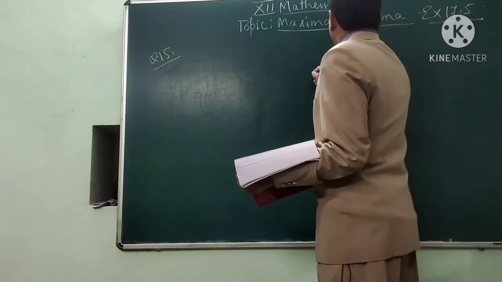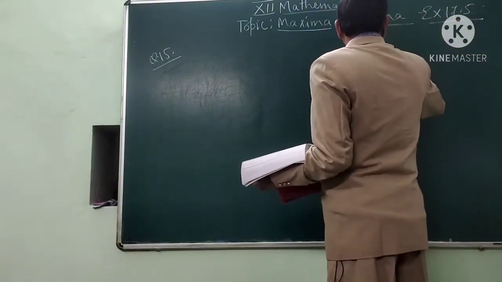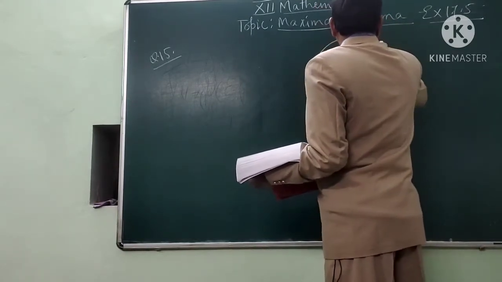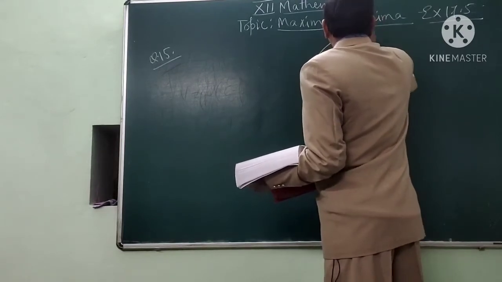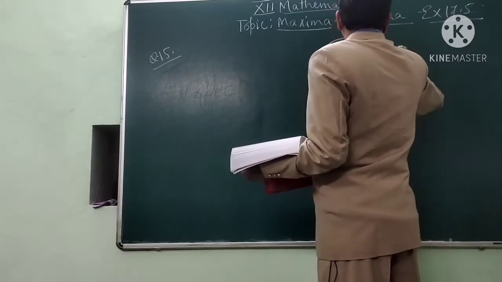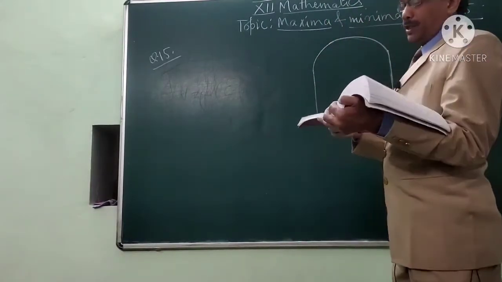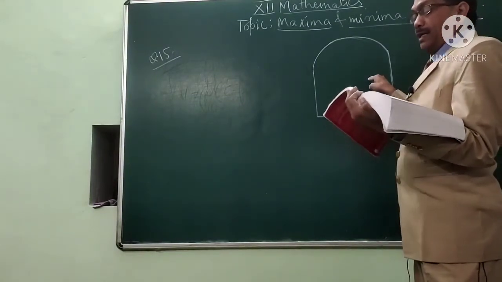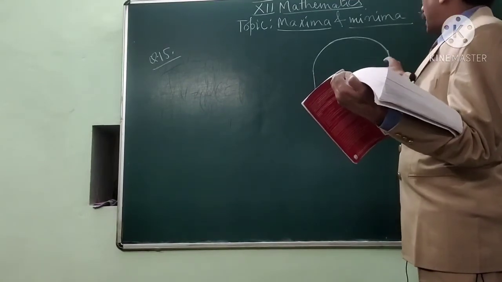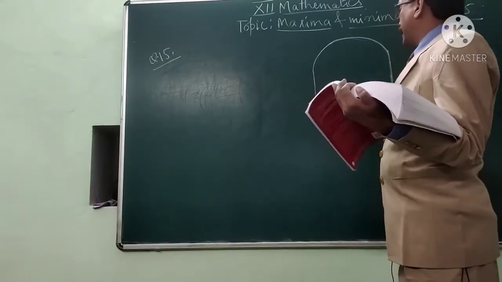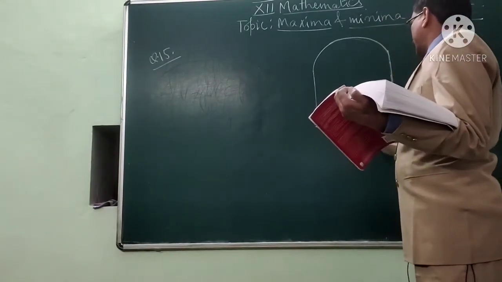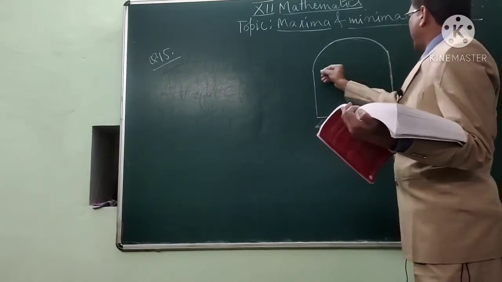So, there is a rectangular part and this is the semicircular window. A window in the form of a rectangle is surmounted by a semicircular opening. The total perimeter of the window is 10 meters. Student, let it be 2x. This is y.